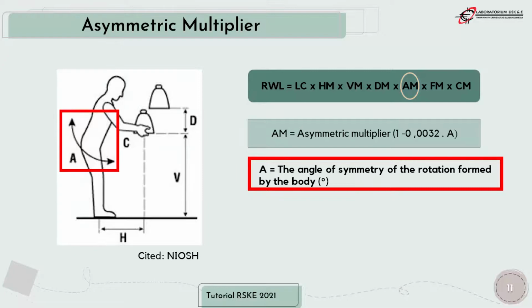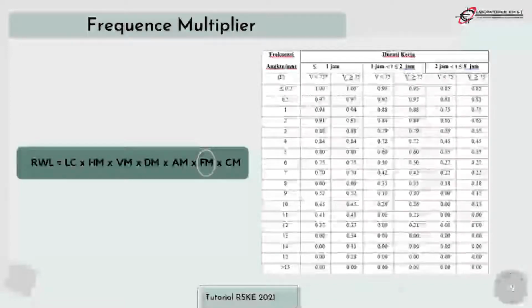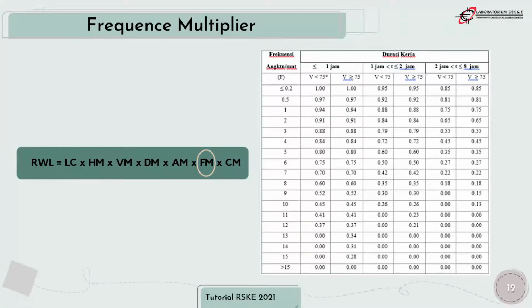Next, asymmetric multiplier. The asymmetric multiplier is obtained from the value of a when you collect the data later. The asymmetric multiplier is the angle of symmetry of the rotation formed by the body on which the shoulders are supported. So whether the angle is formed or not, it can be seen from the movement of the shoulders. Now, the rotation angle of symmetry ranges from 0 degrees to 135 degrees, which is the limitation of one's rotation symmetry.